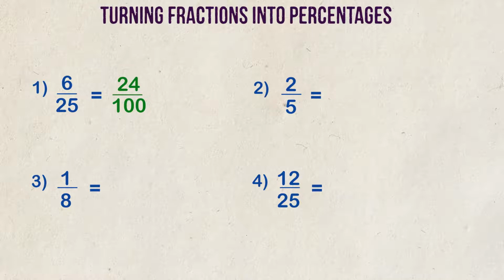That's the same thing as saying 24 of 100. Whenever you have a fraction over 100, the numerator will be your percentage amount. 6 over 25 is the same thing as 24%.